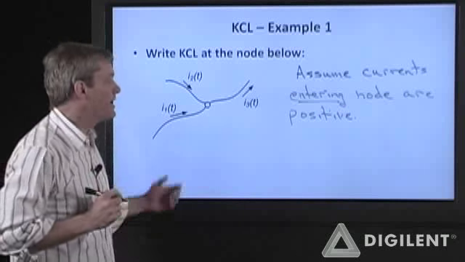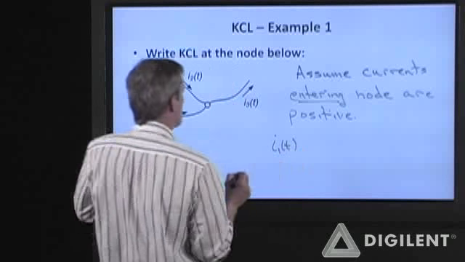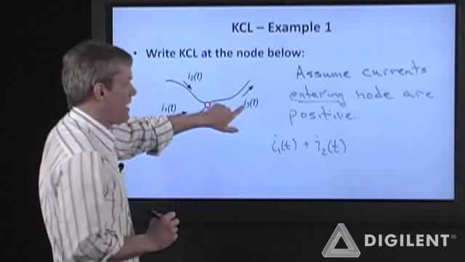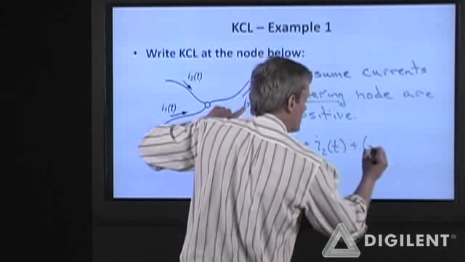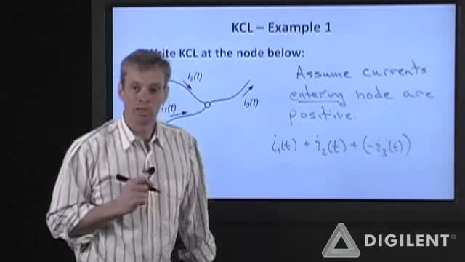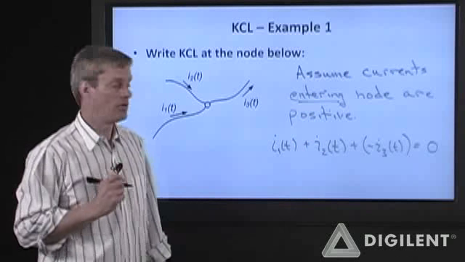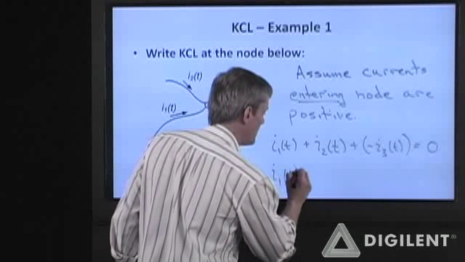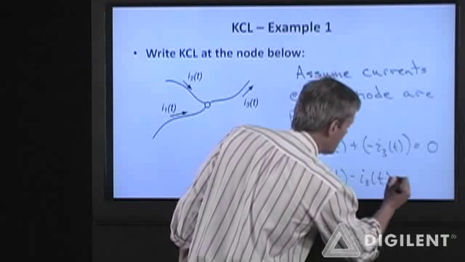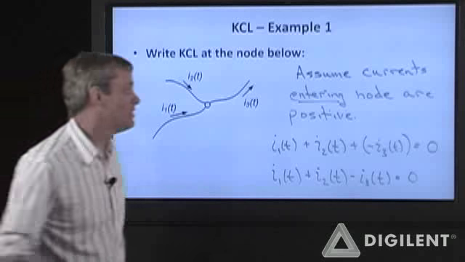Okay. If I assume that currents entering the node are positive, then I add I1 of t. So this I2 of t is a positive current. And then I add I3 of t. It's leaving the node, so I actually end up subtracting that one off. These have to sum up to be 0. Okay, so I end up with I1 of t plus I2 of t minus I3 of t is equal to 0. You don't like that assumption? Okay, change it.